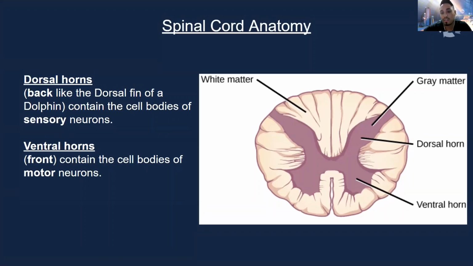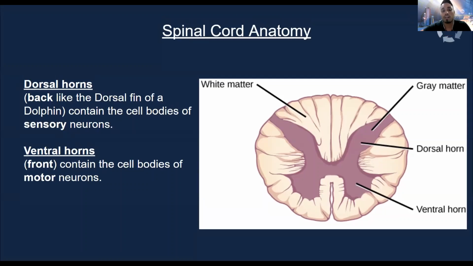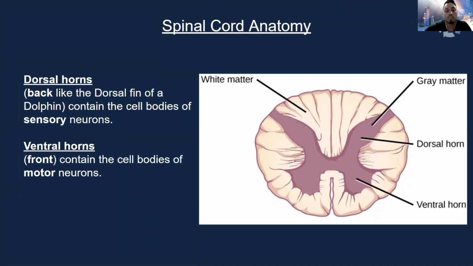Okay, so know that difference because they like to play with the pathways a little bit to try to trick you. They like to throw in two-part questions, where you might agree with the dorsal horn part, but you might mix up that it's motor versus sensory. So just differentiate those in your mind.